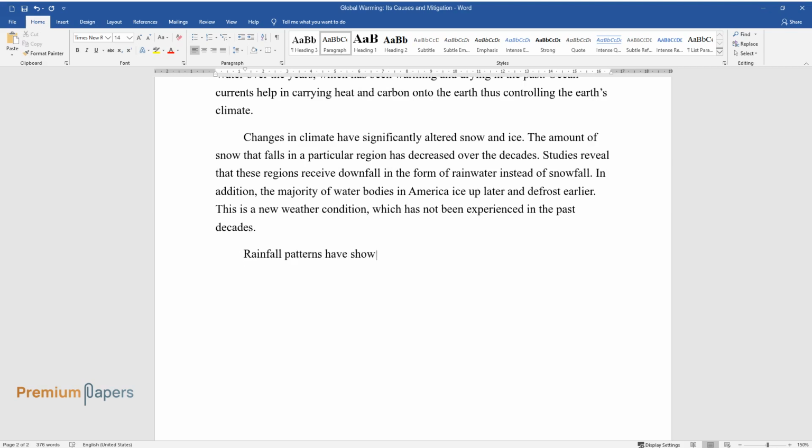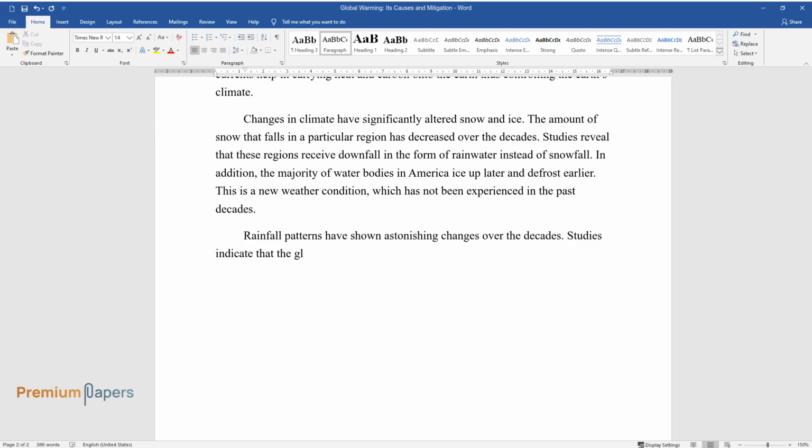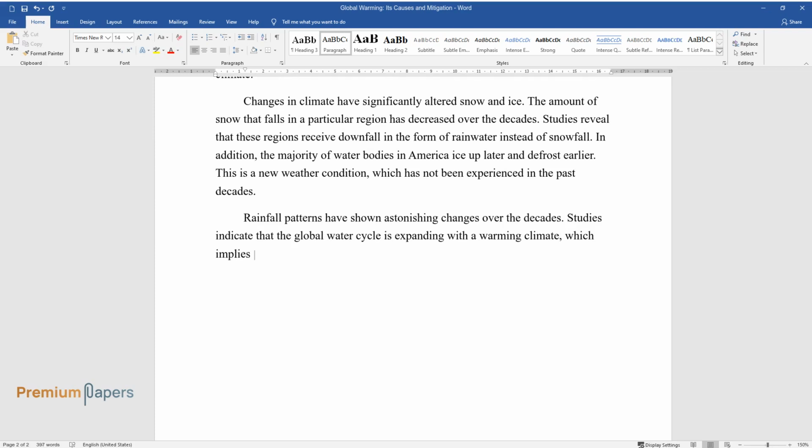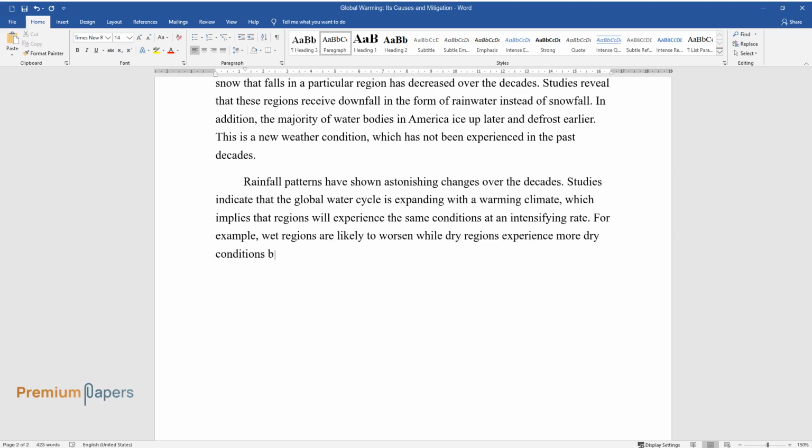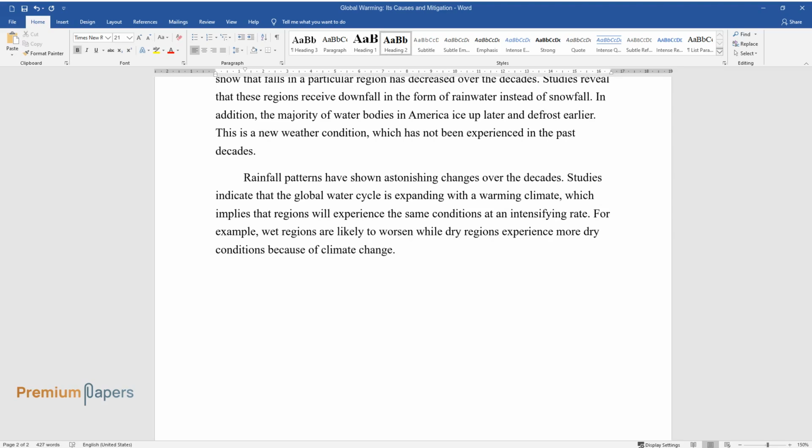Rainfall patterns have shown astonishing changes over the decades. Studies indicate that the global water cycle is expanding with a warming climate, which implies that regions will experience the same conditions at an intensifying rate. For example, wet regions are likely to worsen while dry regions experience more dry conditions because of climate change.